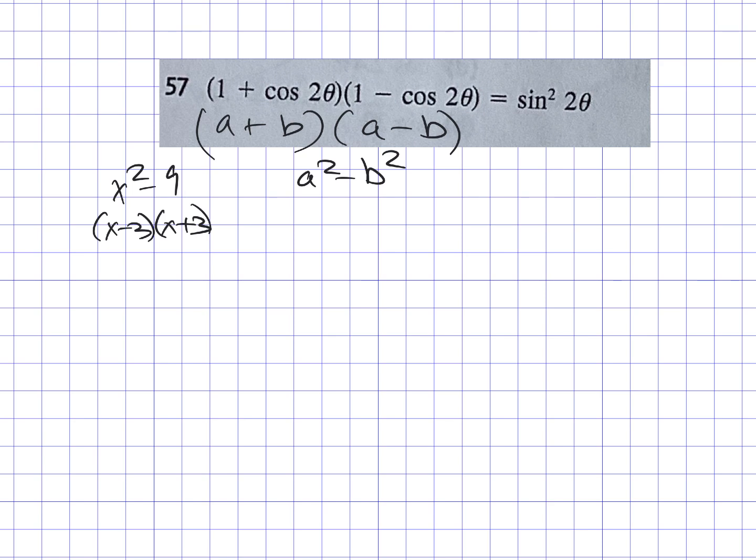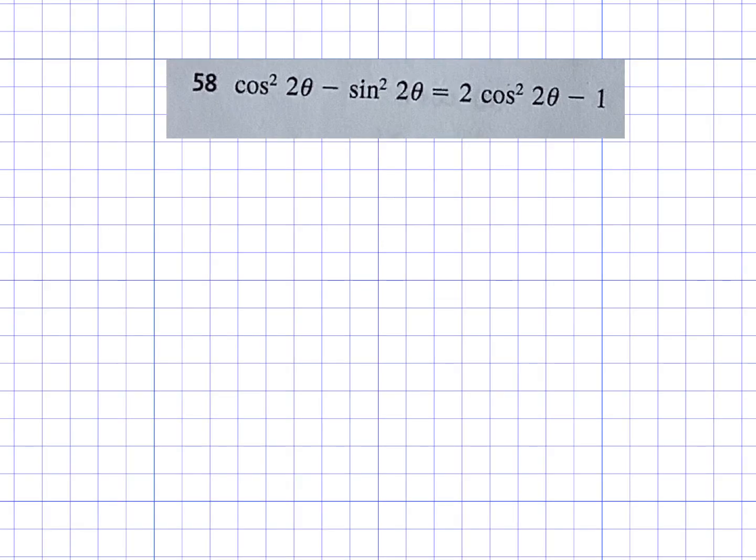This is the first thing squared, which is 1, the minus sign, and the second thing squared, cosine squared of 2 theta. And that's supposed to equal sine squared of 2 theta. And that's true, because 1 minus cosine squared of 2 theta is sine squared of 2 theta. So you were done at that point. The left side equals the right side.